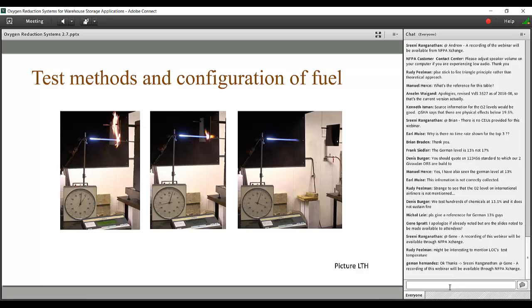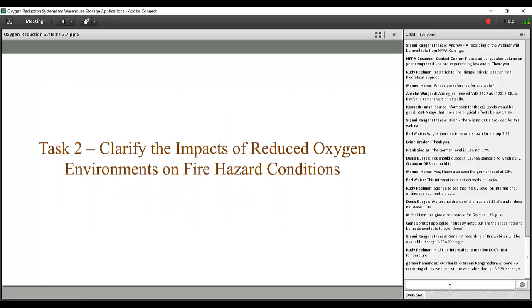That brings me, in fact, a bit to task 2, where we look at the impact of reduced oxygen environments on fire hazard conditions. And in the report, there's quite an extensive amount of data on especially ignition behavior, but we decided to pick up here a few examples. So if you want to know more, I think the report is a good complement to this presentation.